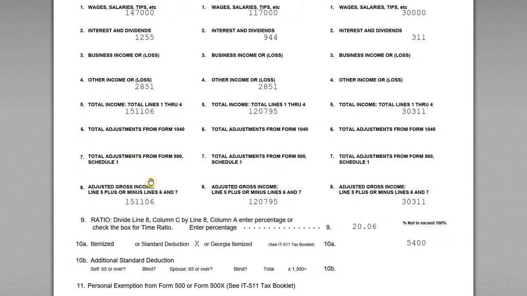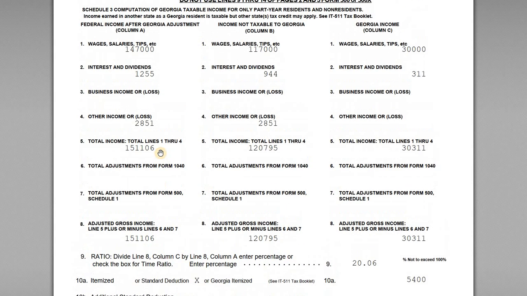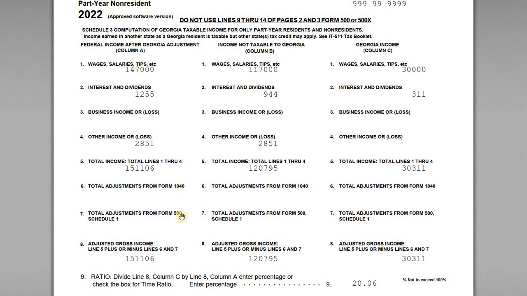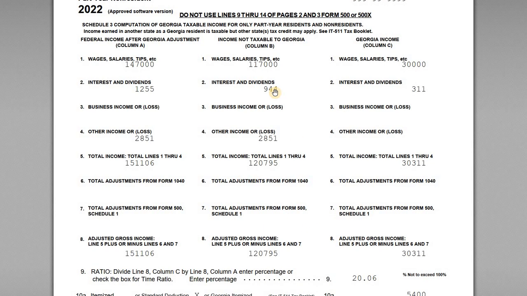Now total adjustments, if you have any items of income or expense where there is a federal to state difference. So for example, municipal bond interest is a very common one where it won't be taxable at the federal level, but it could be taxable at the state. You might have an adjustment there, but in Emily's case here, she doesn't have any of those adjustments that need to be made. So these amounts in column A line up exactly with her federal tax return. Now, income not taxable to Georgia, and then Georgia income.